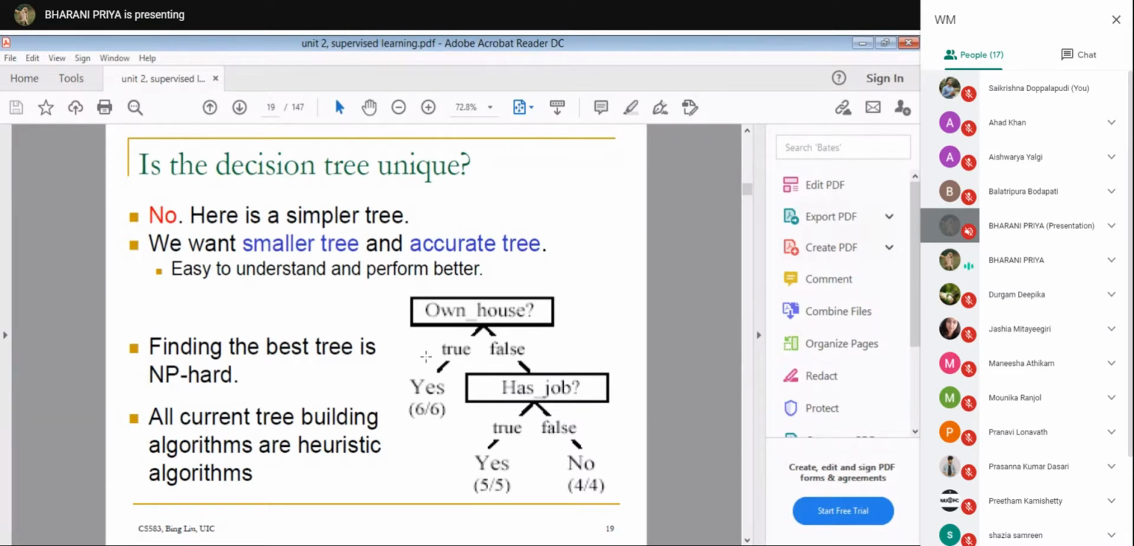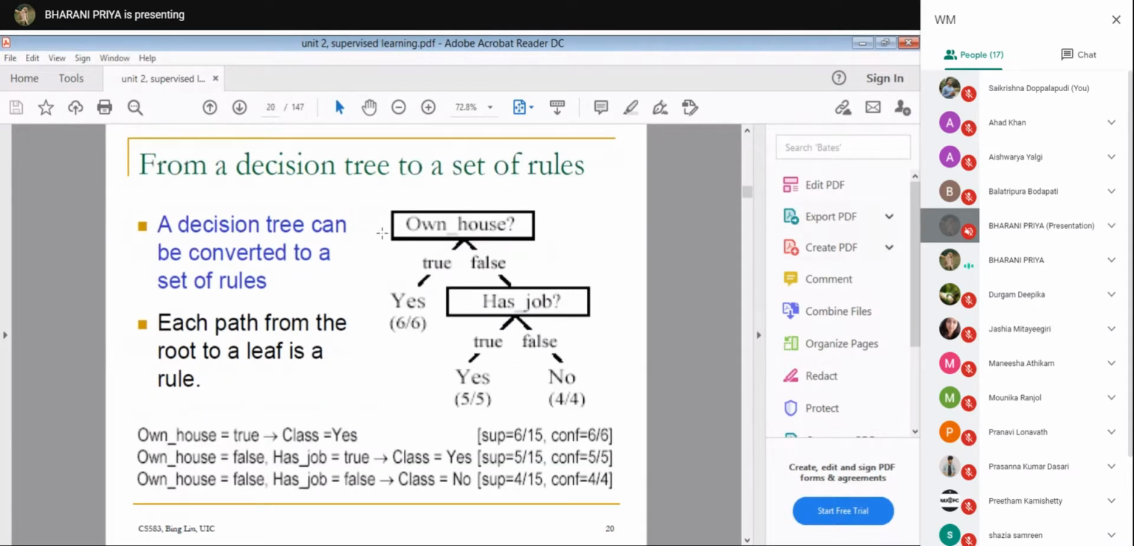So as for finding the best, you have many trees. Finding the best tree is considered an NP-hard problem. And all the algorithms for decision trees are heuristic algorithms.